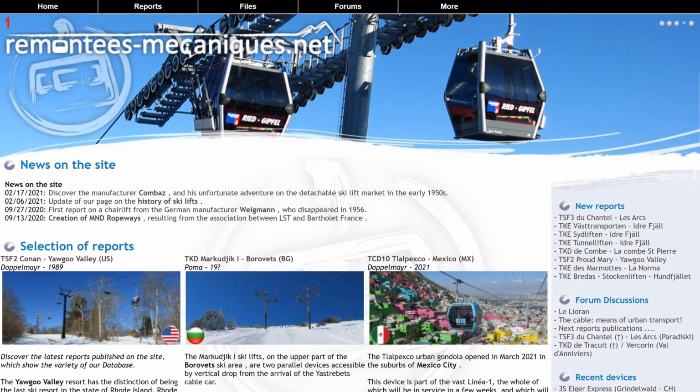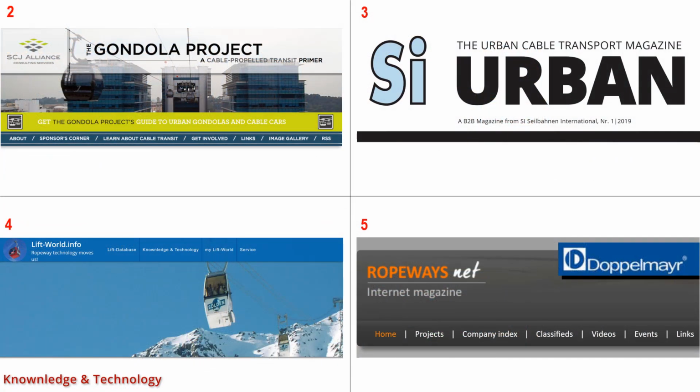The most comprehensive website on cable-propelled transit is this website called Remonte Mécanique. It contains details on most of the major installations of CPTs in the world. The next useful websites in the amount of content and quality of information are these 4 websites. All these 5 recommended websites provide information on the basics and latest information on CPT technology. They also include links to videos and other sources of information.